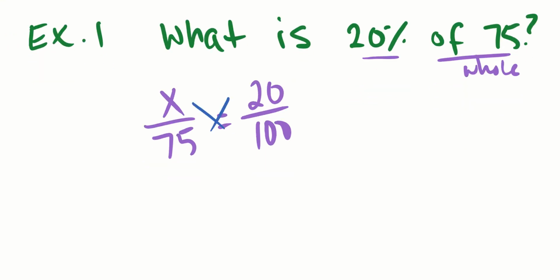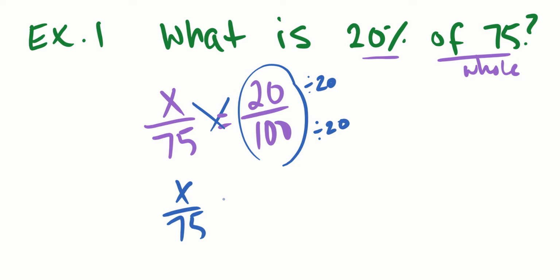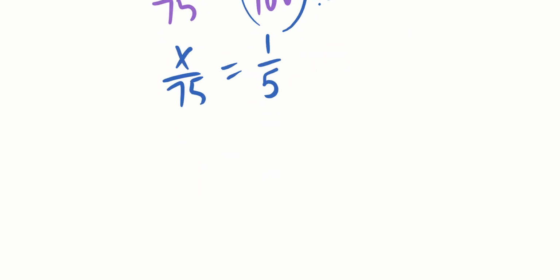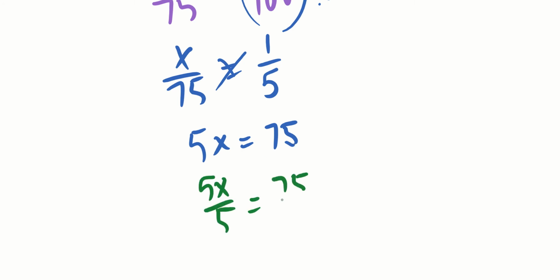To solve this, I would cross multiply. What I like to do is see if I can reduce any fractions first. Well, 20 over 100, I can divide the top and bottom by 20. So this becomes x over 75 equals 1 over 5. Now I can cross multiply smaller numbers. And when I cross multiply, I get 5x equals 75. So to solve that, I'm going to divide both sides by 5.